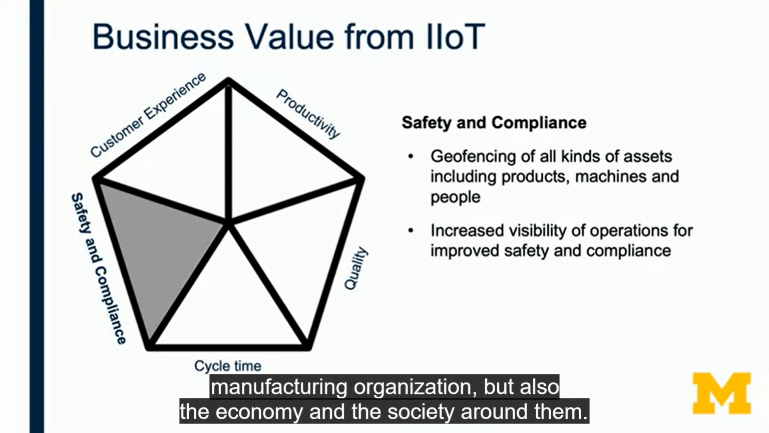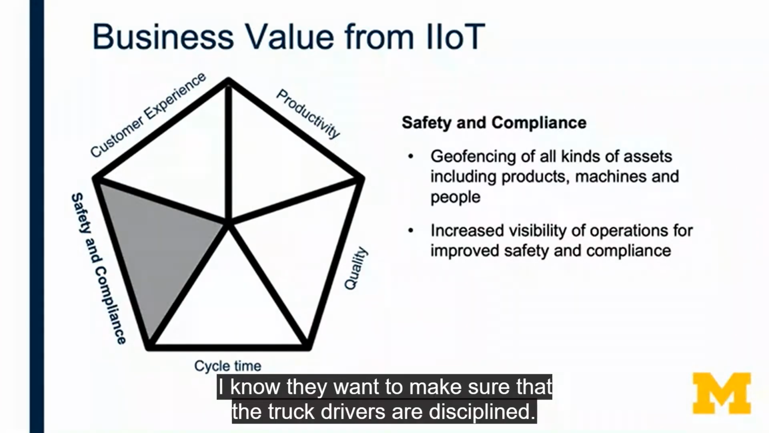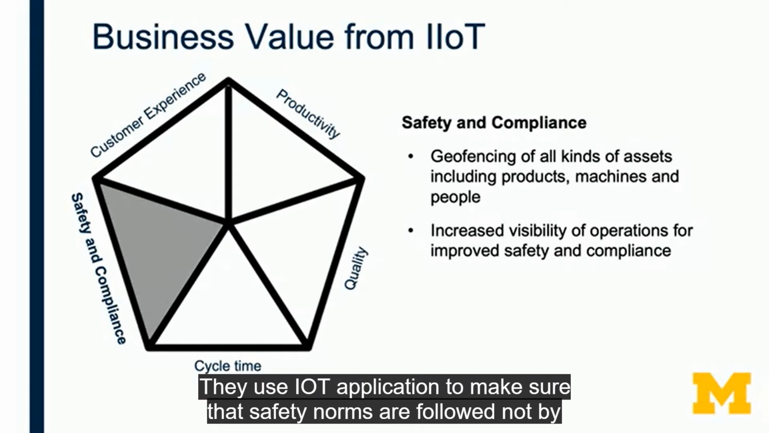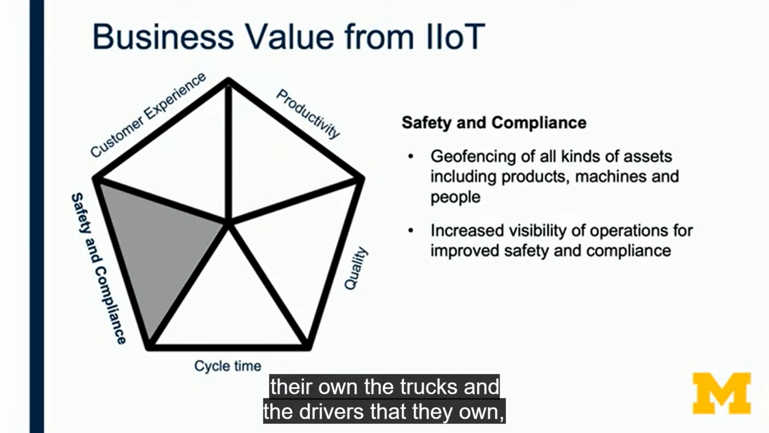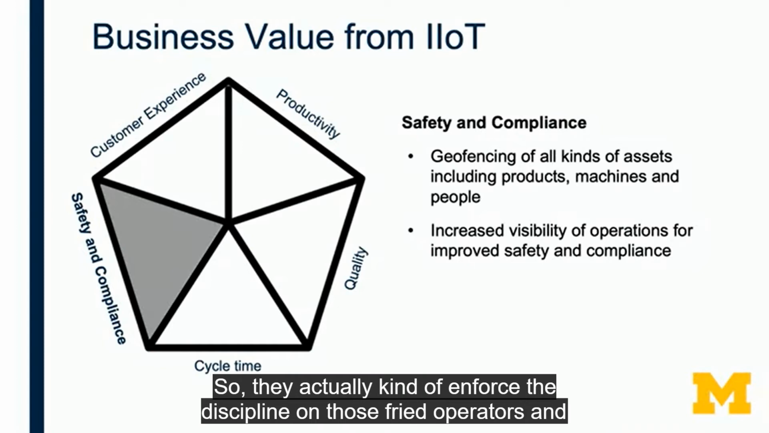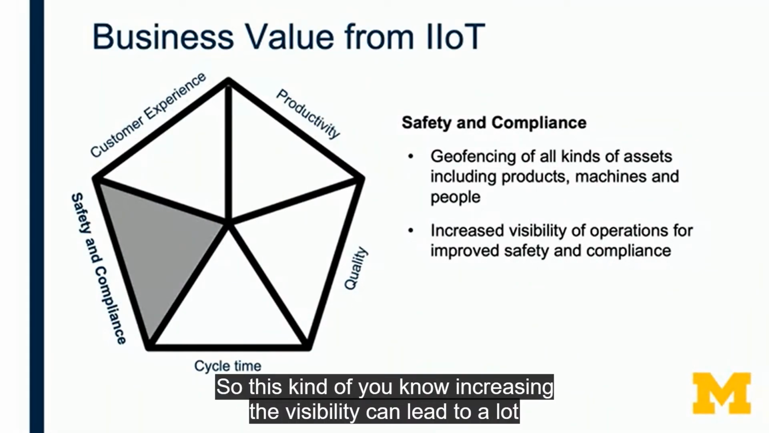So they can track those trucks. In one application, I know they want to make sure that these truck drivers are disciplined and park the trucks exactly in that location. They use an IIoT application to make sure that safety norms are followed, not only by the trucks and drivers that they own, but they may even contract freight operators outside. So they enforce the discipline on those freight operators and the trucks that they bring through this IIoT application. And so this kind of increased visibility can lead to a lot of applications related to safety and compliance.